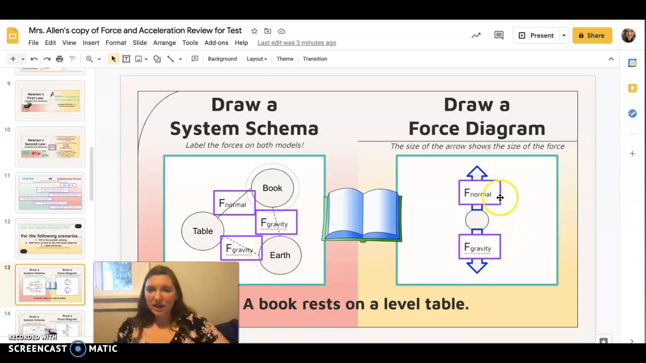As far as a force diagram, the big ideas here are just that we have gravity pulling the book down, and we have the normal force supporting the book upwards.